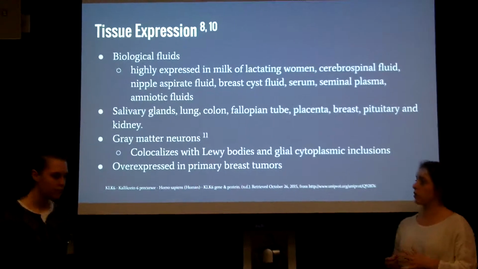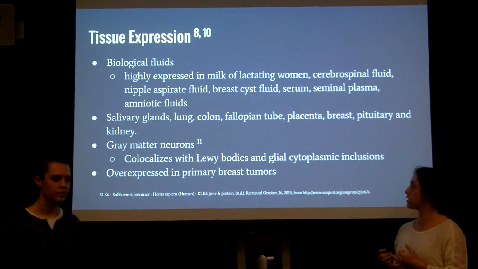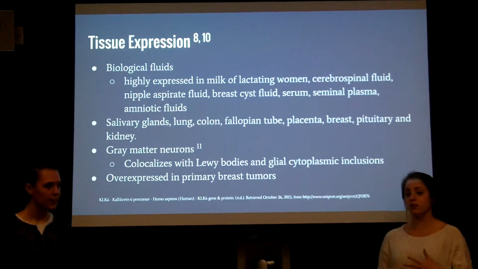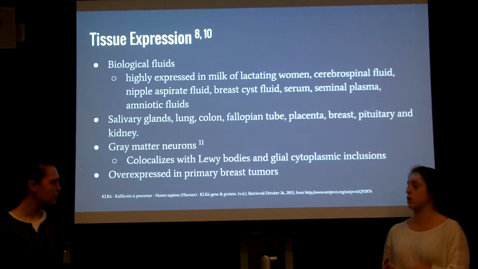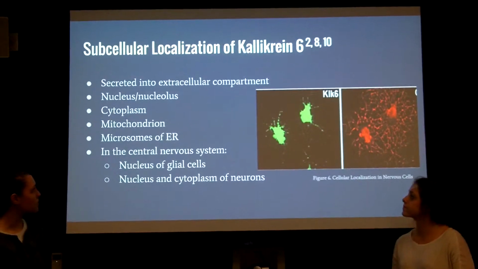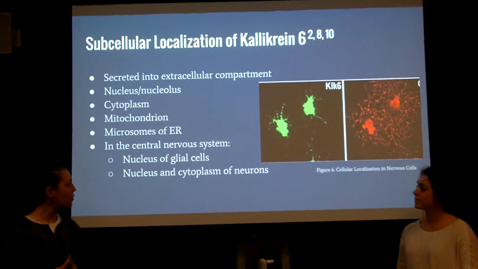In gray matter neurons, it's seen in high expression, and it's colocalized with Lewy bodies and glial cytoplasmic inclusions. We also see that it's overexpressed in some tumors, but not all, and the expression levels change based on what it's participating in. Here, this is just where in each individual cell kallikrein is located.